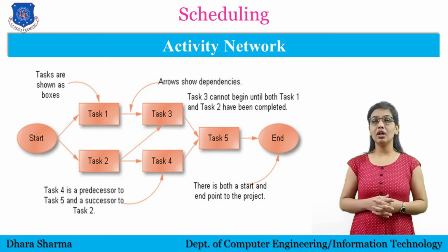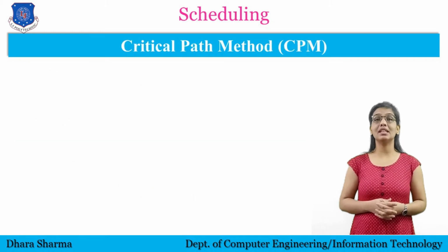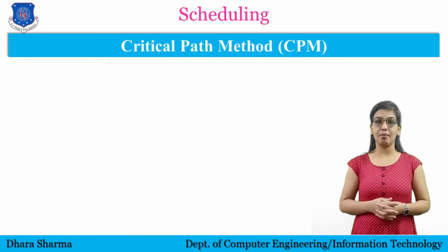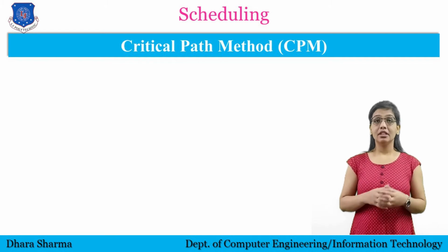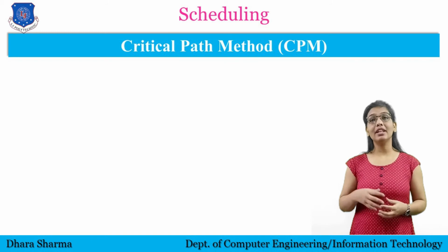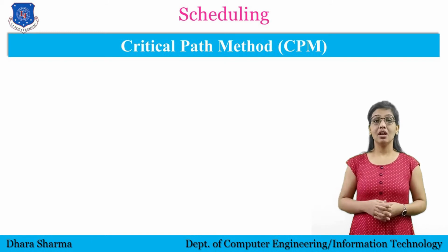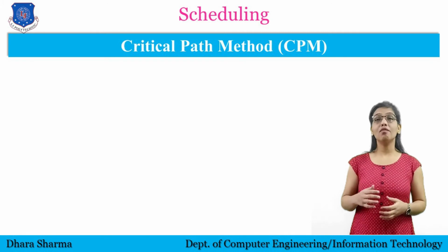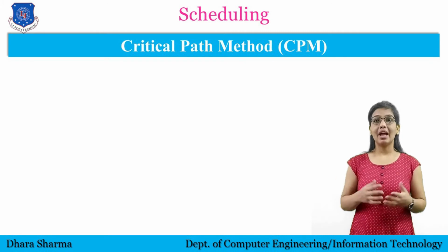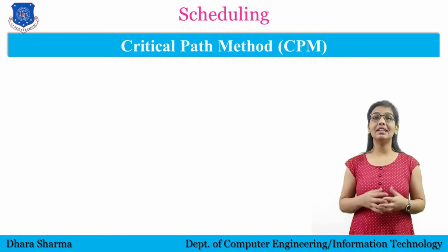Now let's have a look at the other scheduling method, which is the critical path method, CPM. Critical path method is a network analysis technique. Critical path is the sequence of activities with the longest duration. A delay in any activity on this path will result in a delay of the whole project. The activities on the critical path are critical activities.